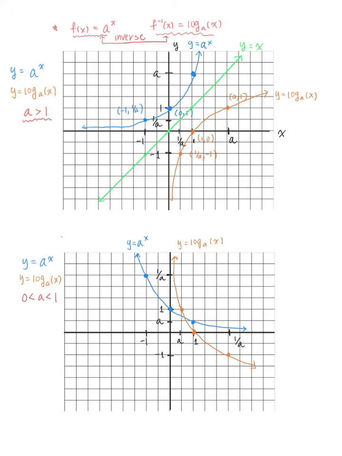Now let me draw that straight line y equals x. So this is the graph of y equals x again. Now, do you see the same thing's going to happen? If I fold this graph along the line y equals x, those two graphs are going to match up. So again, this is going to be the mirror image of each other along the line y equals x. So that's the property of inverse functions.